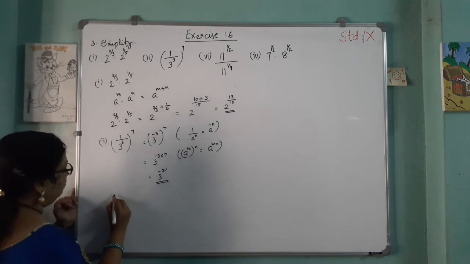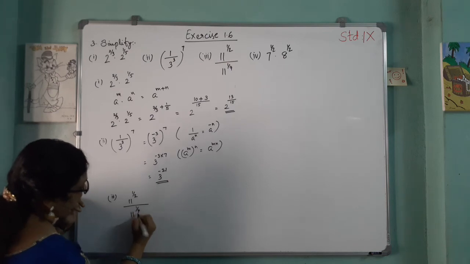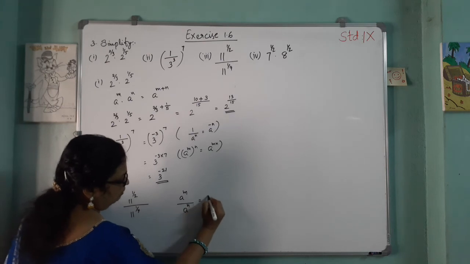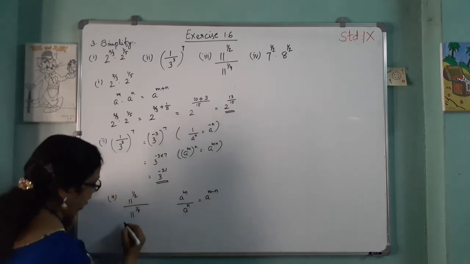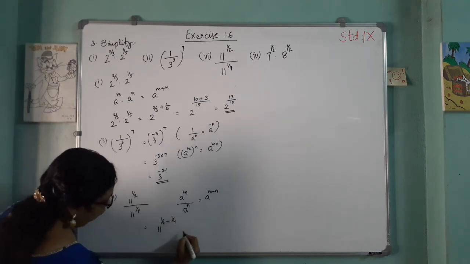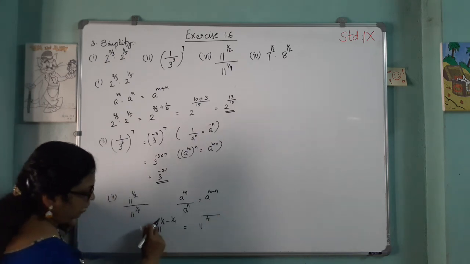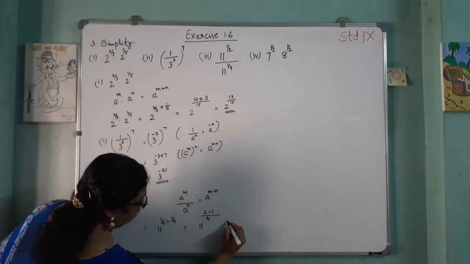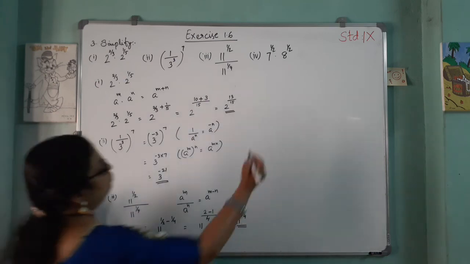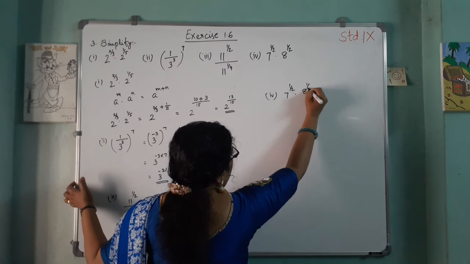Then the third question, 11 raised to 1 by 2 divided by 11 raised to 1 by 4. This is of the form a raised to m divided by a raised to n, which is equal to a raised to m minus n. So this is equal to 11 raised to 1 by 2 minus 1 by 4. So 4 is the LCM. Here multiplying 2 minus 1, that equals 11 raised to 1 by 4. That is the answer.